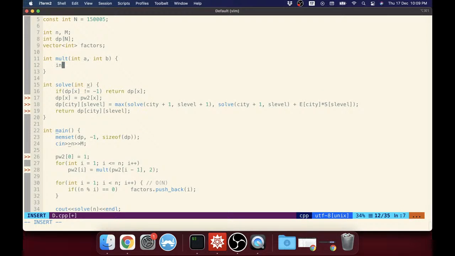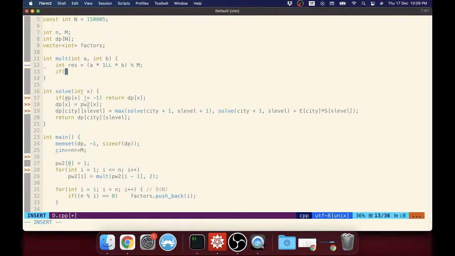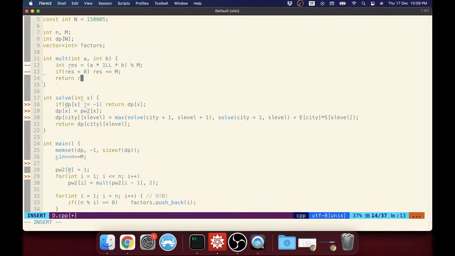Multiply is basically a function that I coded just to do multiplications. The purpose is pretty useless. Under the modulo. So basically, given a and b, it just returns the product of a and b under the modulo.